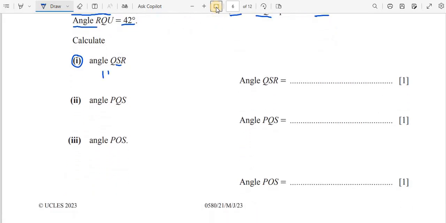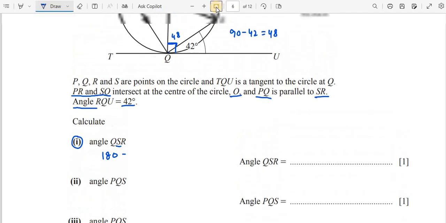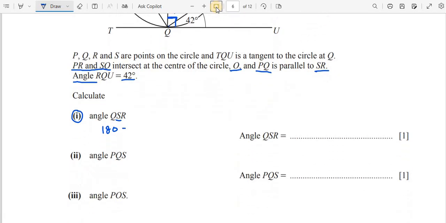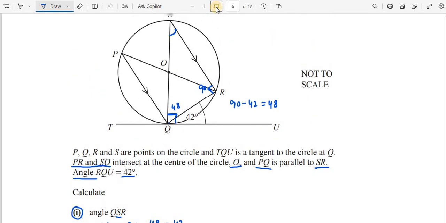So 180 minus 90 minus 48. Calculating these values, we get 42. So the final answer is 42. Here the angle is 42.